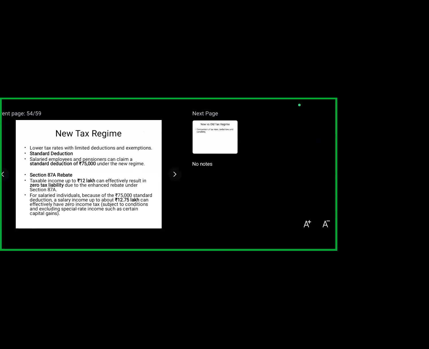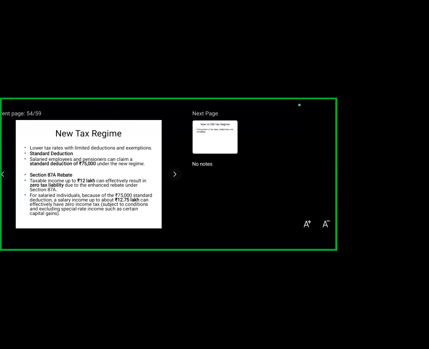New tax regime. Low tax with limited deductions and exemptions. Standard deduction, instead of 50,000 which we have seen in the old regime earlier, it is now 75,000 in the new regime. Section 87A rebate is up to 12 lakhs. Zero tax liability.